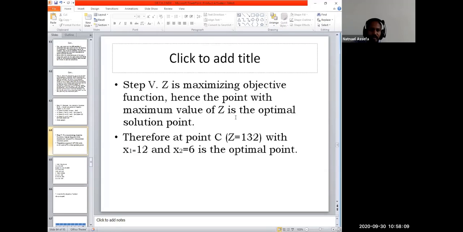The optimum solution point z is therefore at point C. At point C, z is 132, x1 is 12 and x2 is 6. The optimal point is at point C, so we say at point C is the optimal point.